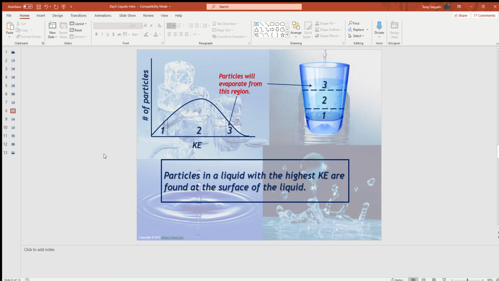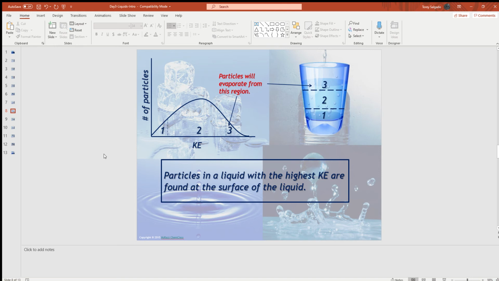All right, so let's go ahead and take a look at this little graph. We have number of particles over there on the left-hand side and kinetic energy down there on your x-axis. And we also have a couple of different sections, both labeled in the graph and as another visual in the cup of water over there to the top right. So let's take a look.